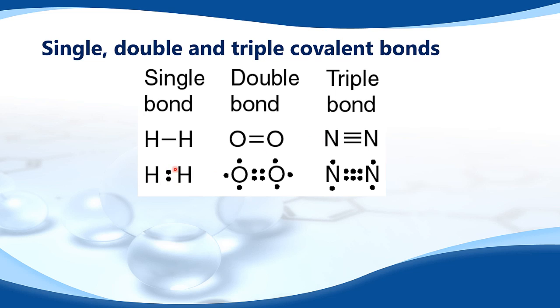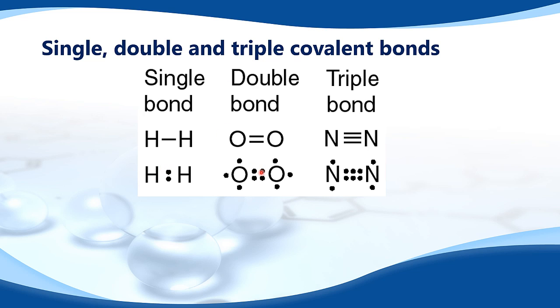We have 1 shared pair of electrons between the atoms. That's a single covalent bond, and it's shown by a single straight line. Next is oxygen. We have 2 shared pairs of electrons, and it's shown as a double line between the 2 atoms. And then for nitrogen, we have 3 shared pairs of electrons, and that's shown as 3 lines between the 2 atoms. So a single bond has 1 pair of electrons, 1 shared pair.